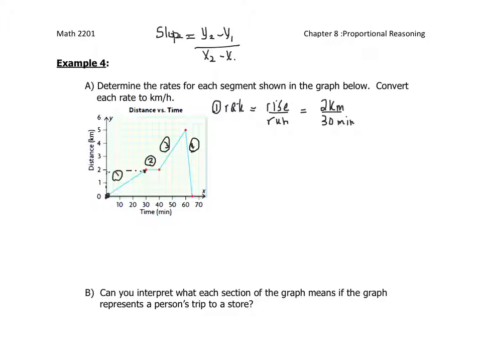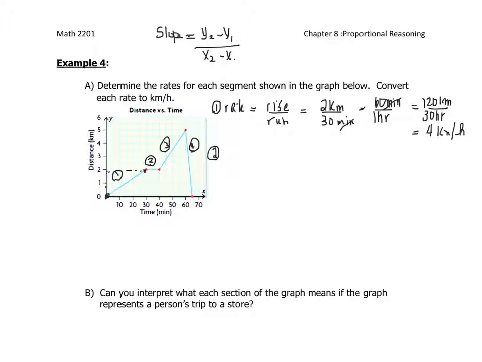So we want to change that to kilometers per hour. I'm going to multiply that by 60 minutes over 1 hour, because I want to get rid of the minutes and change them to hours. So the minutes will cancel out, and I'd be left with 2 times 60 on the top, or 120 kilometers over 30 hours, which reduces to 4 kilometers per hour.